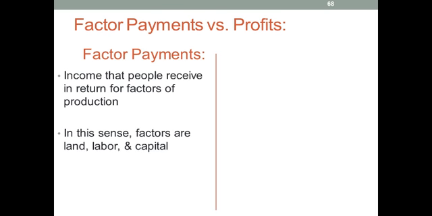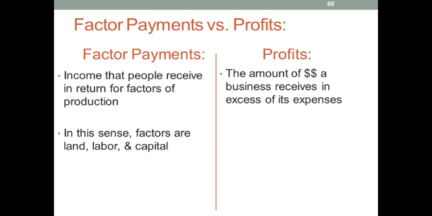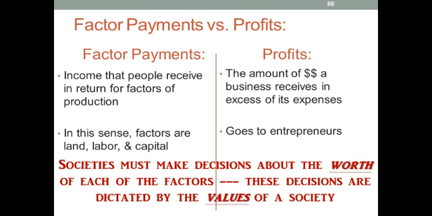So in this sense, factors are land, labor, and capital. And then profits. What exactly are profits? Well, this is the amount of money a business receives in excess of its expenses, okay? It's not the amount of money that they make total. This is the amount of money that they receive after they subtract all their expenses. This is what they clear. This is the net amount that they can then use to do other things. This goes to entrepreneurs or people who own and operate businesses.